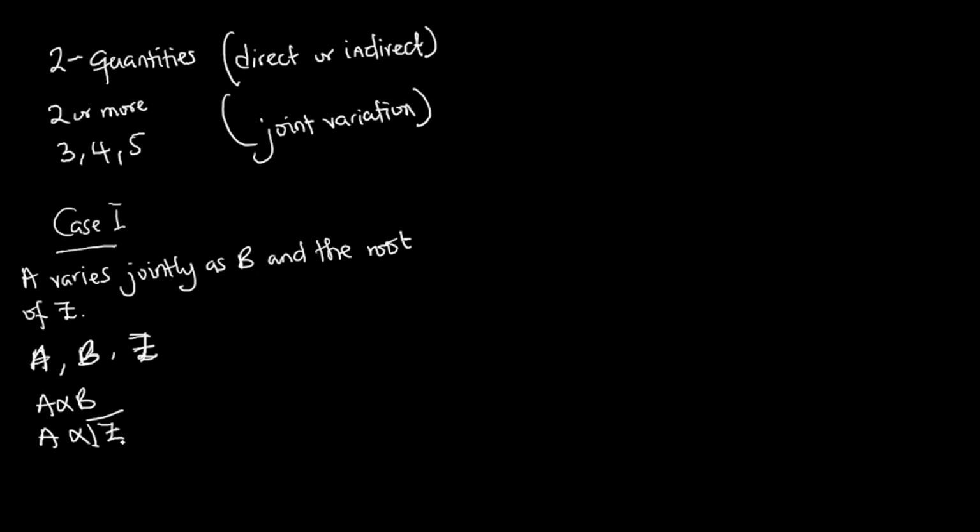Now because this is a joint variation, we combine these two variations to form one variation. That becomes our joint variation. We have a direct variation over here, and another direct variation over here. So we combine them all together, and it becomes a joint variation involving three quantities. So this becomes A varies directly as B and the root of Z. We multiply the two other quantities that A is being jointly varied to.